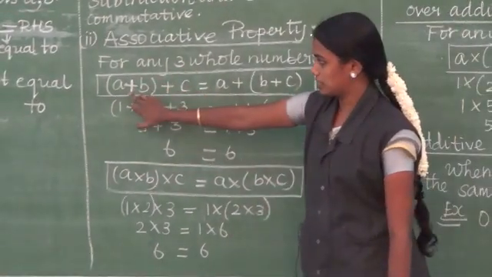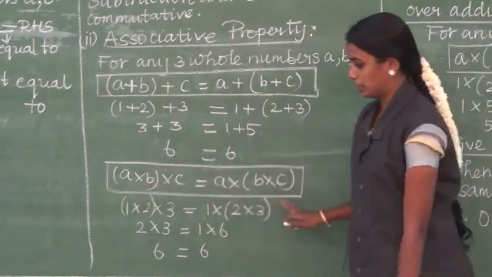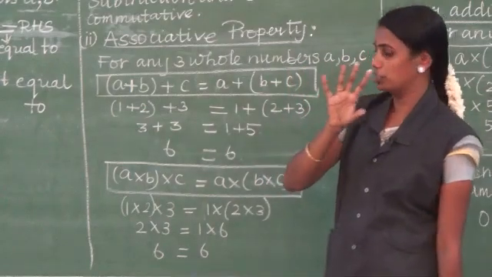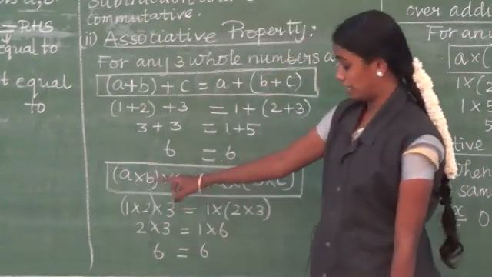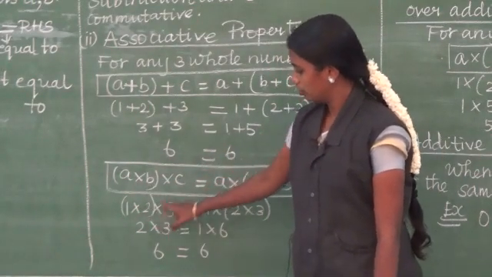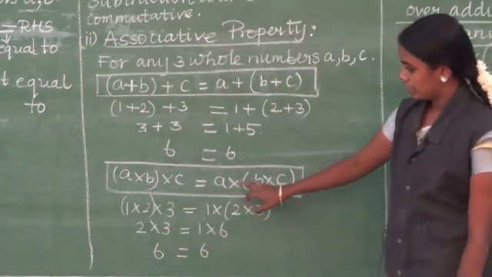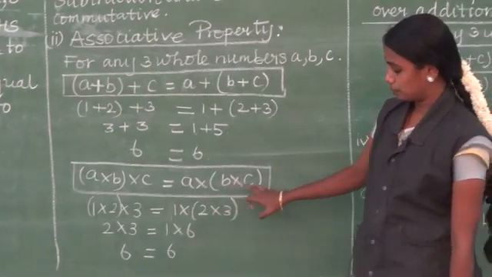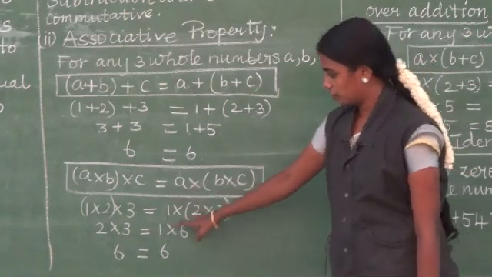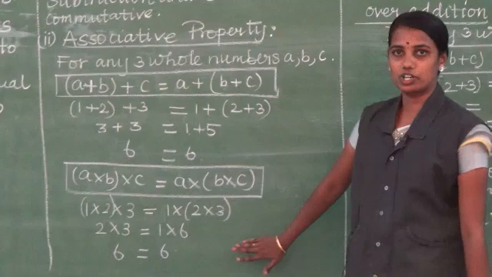Next, likewise, multiplication also. Here addition has the plus symbol, multiplication has the multiply symbol. Same method only. We have three numbers, and you can multiply any two numbers. First two numbers: 1 into 2 is 2. The next, third number is 3. 2 into 3 is 6. Likewise, here I multiply the last two numbers: 2 into 3 is 6. Then the first number: 1 into 6 is 6. So the answer is not changed.